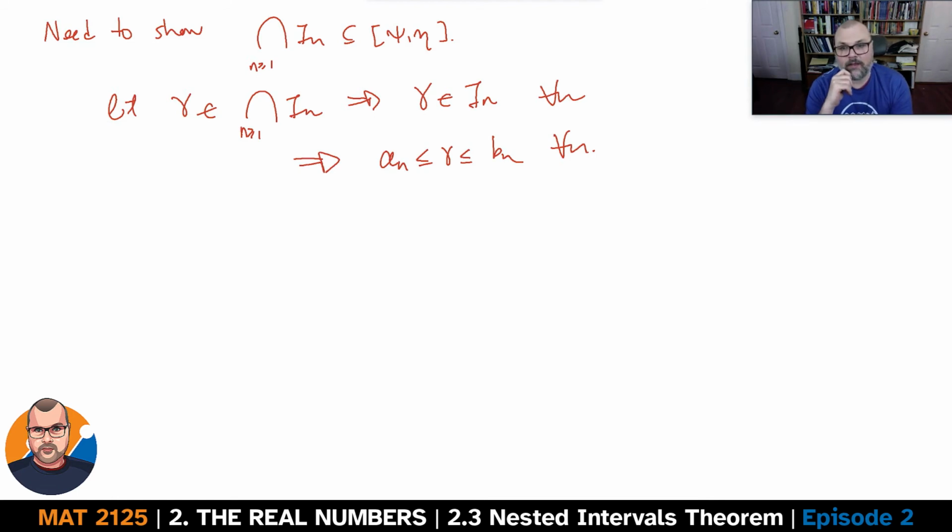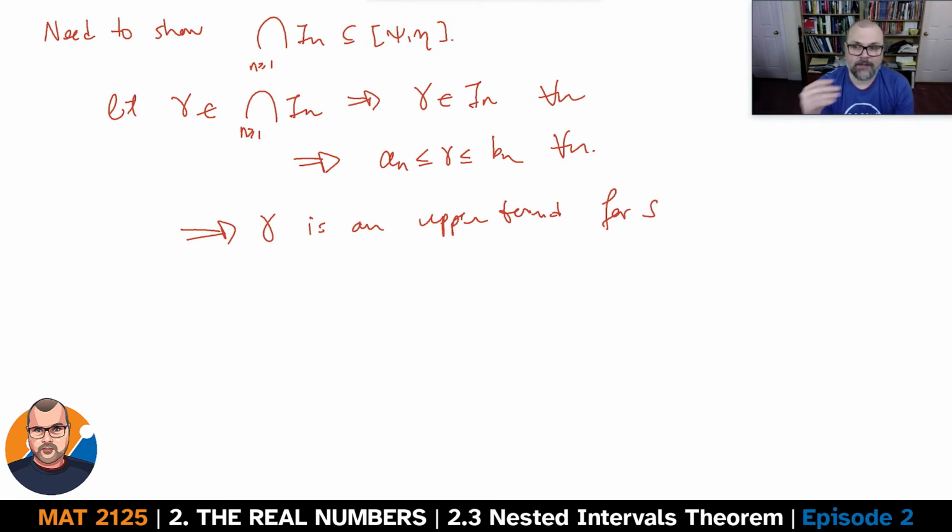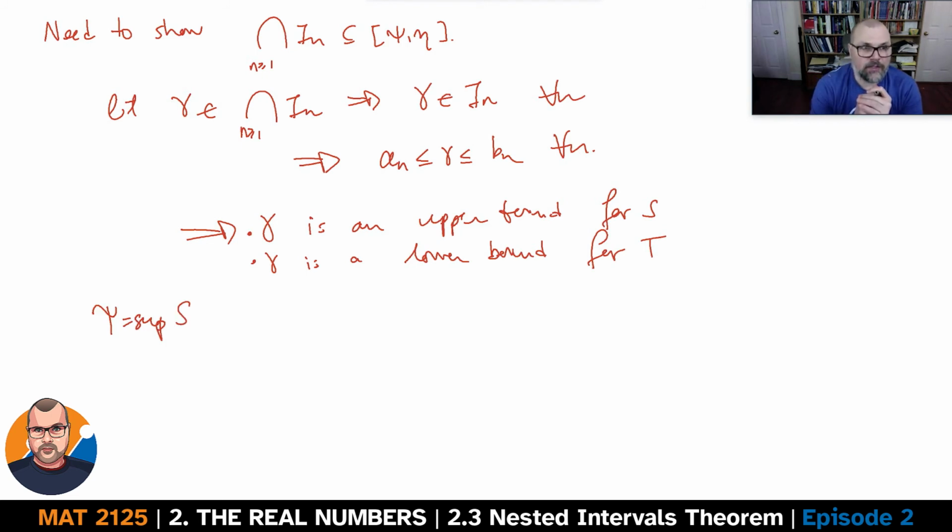So on the one hand, here we get gamma is an upper bound for S, because it is greater than all of the an's, and also that gamma is a lower bound for T, because it's smaller than all of the bn's. Remember that psi as the supremum of S is by definition smaller than everything in the set S. What we've shown here is that gamma is an upper bound for S, so it's greater than everything in S.